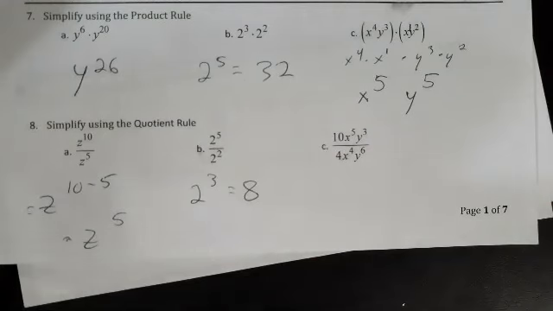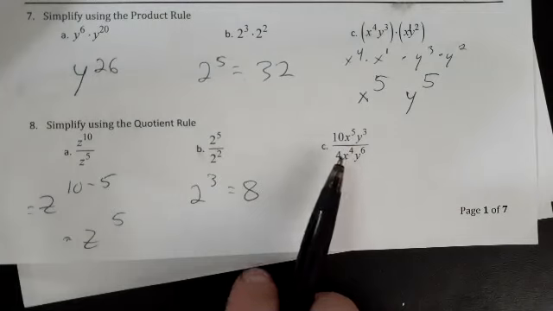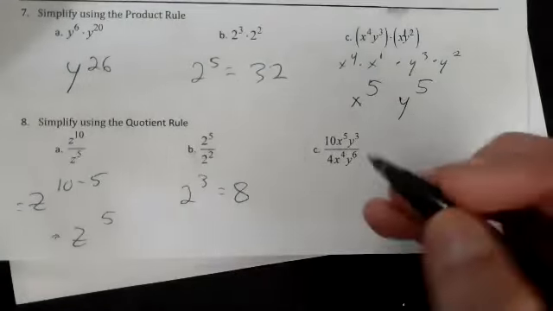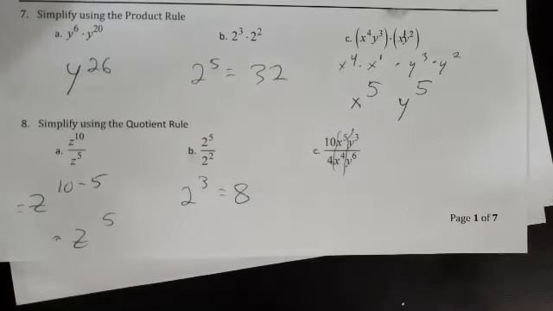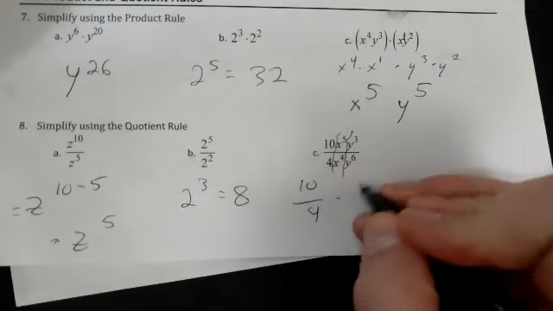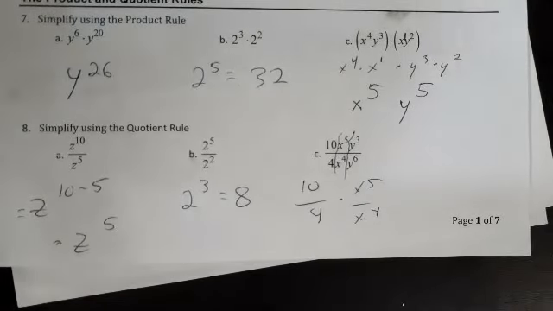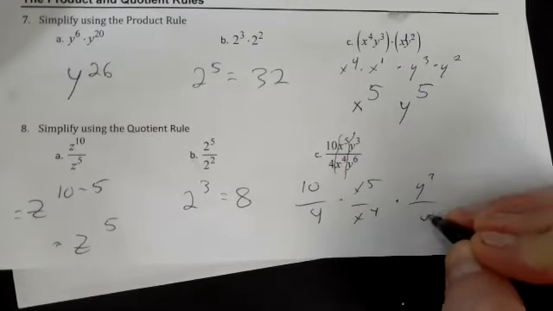So this one has multiple variables. It's got multiple, I want to say terms, but it's not terms. It's just a single term. But it's got multiple different variables in it, and it's got a constant in front of it. So if we're looking at this, I would suggest looking at these things separately. We have something that looks like 10 over 4, x to the fifth over x to the fourth, and then we've got this thing that looks like y to the third over y to the second.